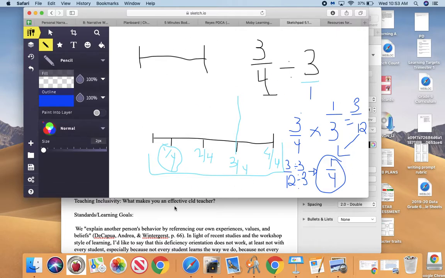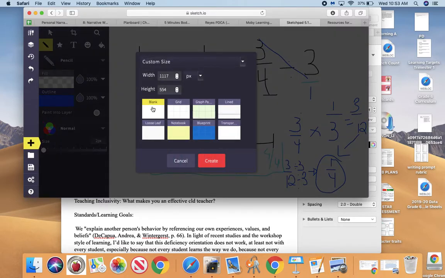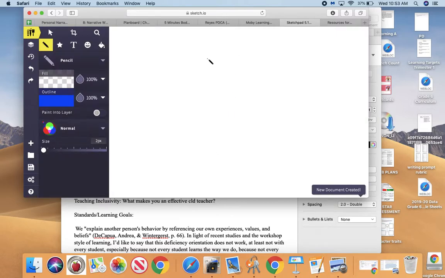So you can try this, and you're going to need to try this, but you can always double check your work by multiplying by the reciprocal or by doing Jimmy Neutron. So let me clear here. And for the sake of time, let's look at the area model.